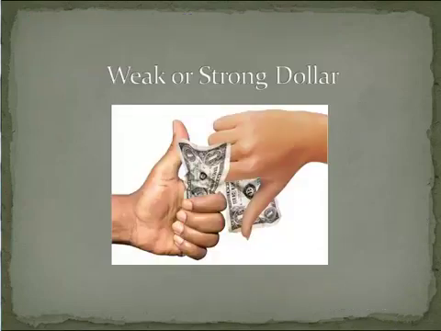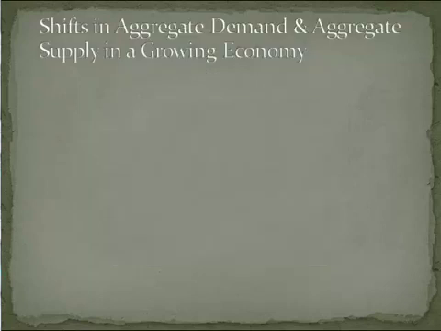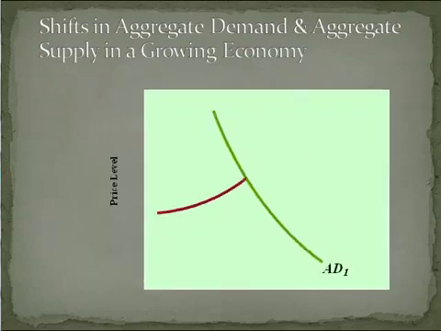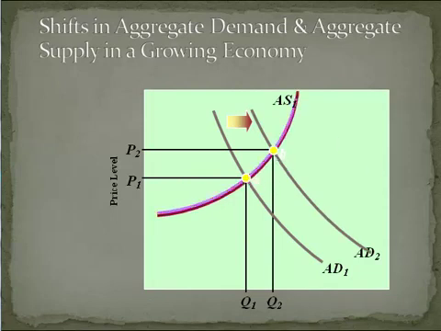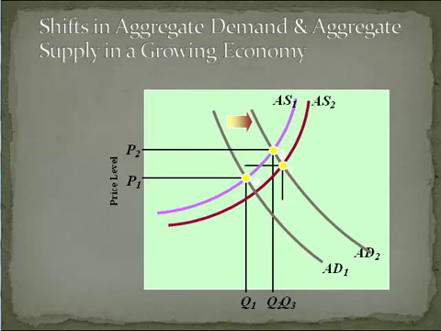Repetition time. Click on the dollar image for a very brief review of how a lower dollar can increase equilibrium real GDP. Here's another look at what happens with shifts in aggregate demand and aggregate supply in a growing economy. When aggregate demand increases, equilibrium goes from A to B, and then as aggregate supply increases, equilibrium goes from B to C. You can see that there is a slightly higher GDP level and a slightly higher price level.